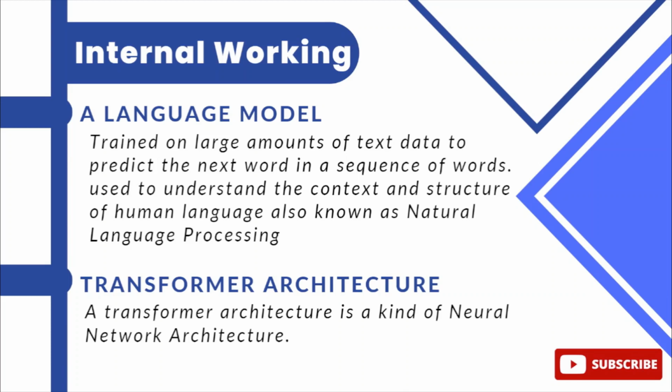The second most important concept is the transformer architecture. It's a kind of neural network architecture. A neural network is something which is present in the human brain. All the neurons present in the brain are interconnected to store and process data. This architecture is based on similar behavior. It is mainly used for natural language processing tasks such as language translation and text generation.